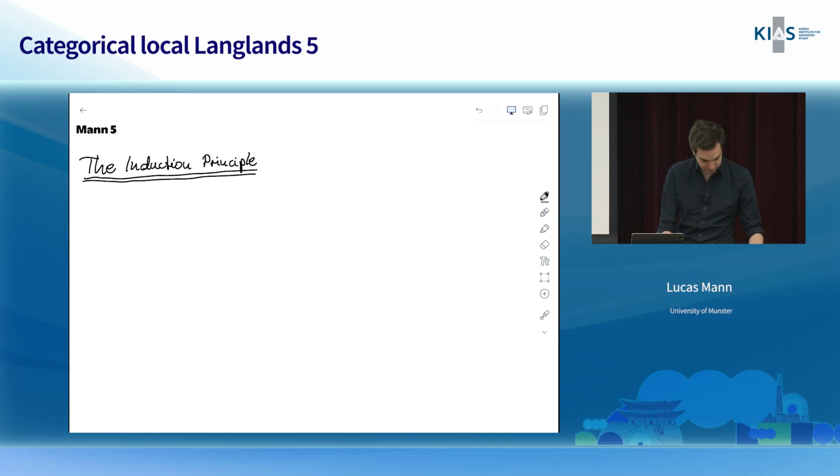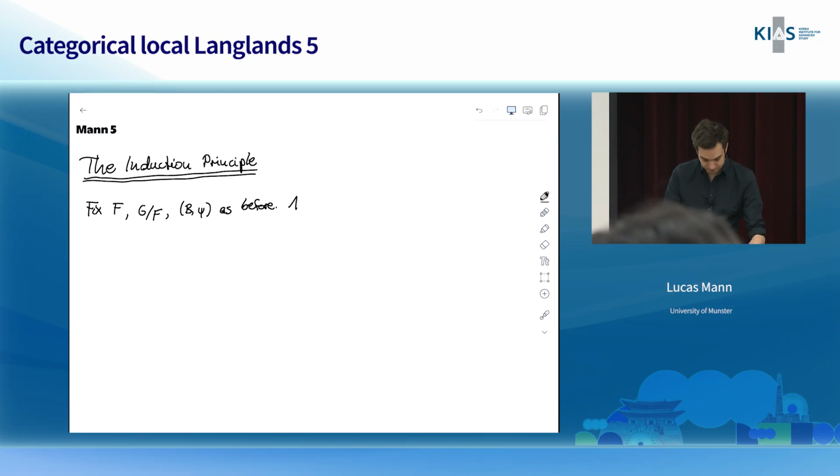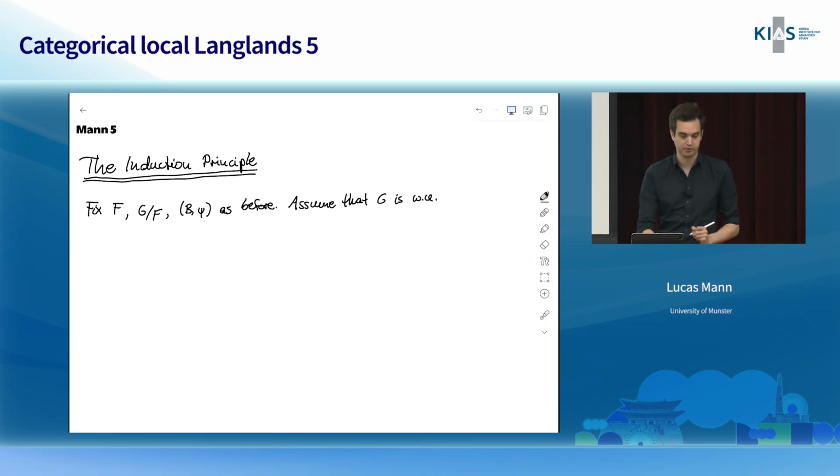So to start, let me just fix the usual notation. I fix F, a finite extension of Q_p. I will not write all of this because it's the same as always. G is some quasi-split connected reductive group over F. I fix some Borel and some Whittaker datum psi as before. And throughout this whole talk, I will assume that G is well understood in the sense of what David described yesterday, and that we have this Eisenstein compatibility.